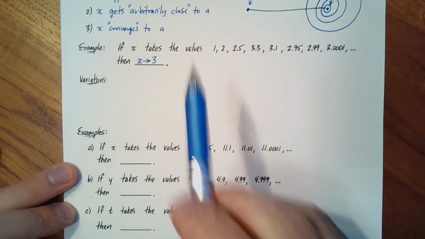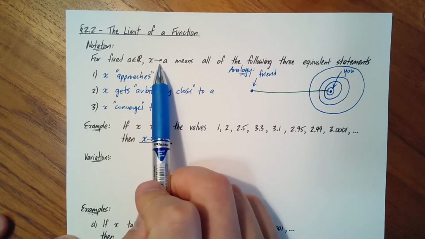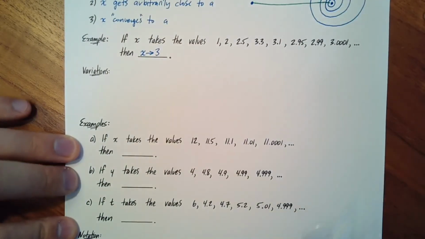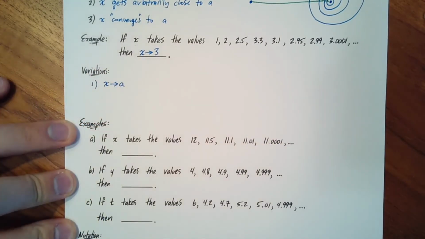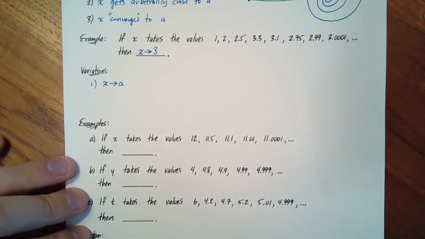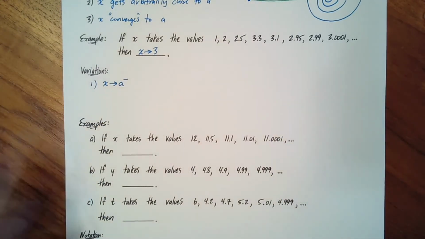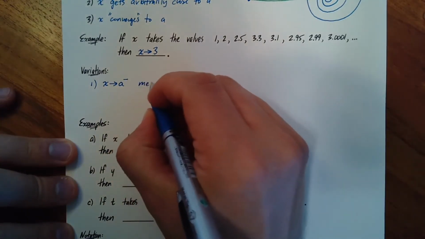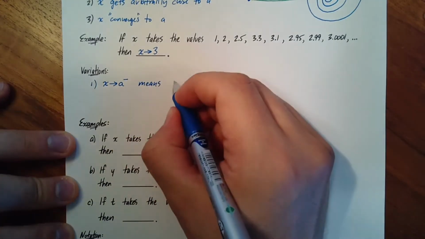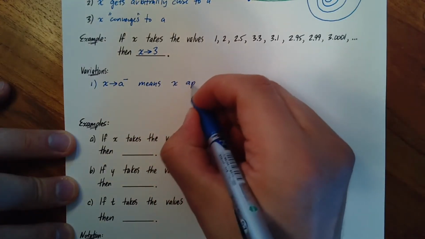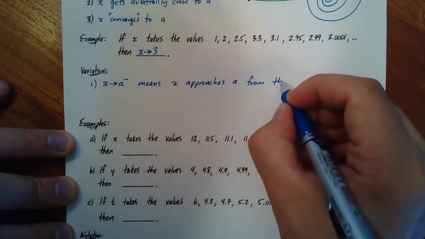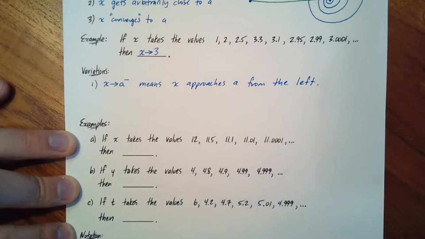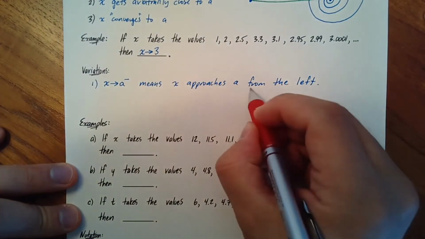There's some variations on this notation up here. You can be a bit more specific in the following way. There's two variations I'm going to show you. The first one is you can write the same thing, x approaches a, but I'm going to be a bit more specific here. I'm going to put a minus sign as a superscript on the a. And what that means is it still means x approaches a, but it's a bit more specific. It means that x approaches a from the left. Okay, so that's the first variation.